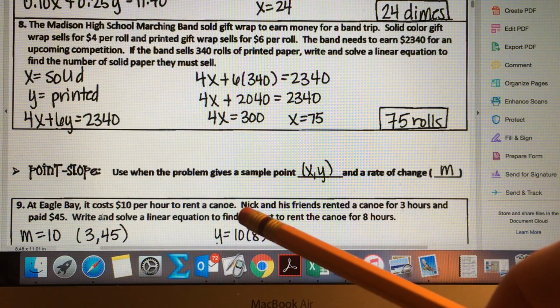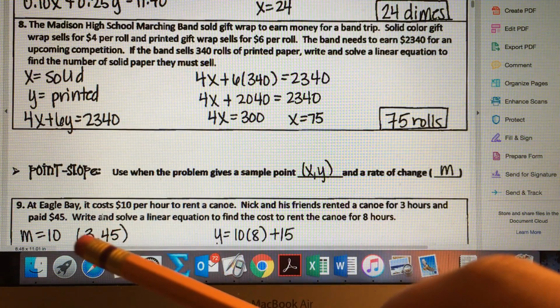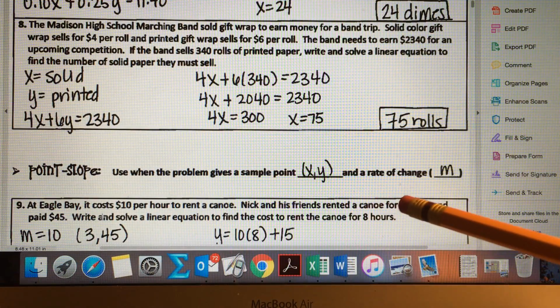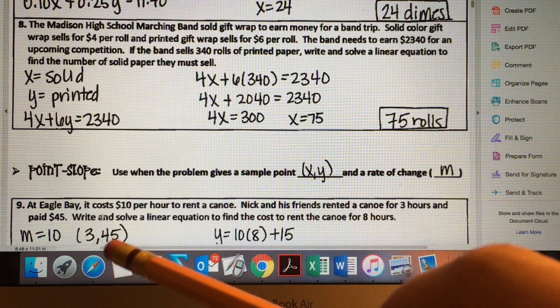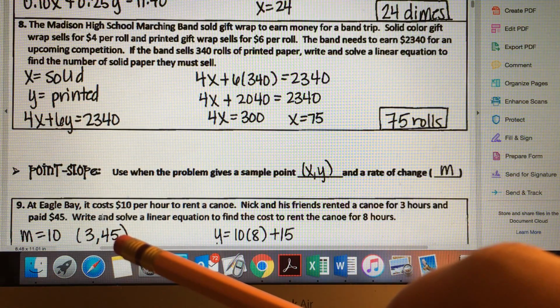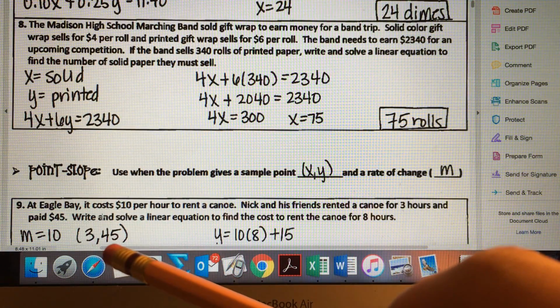So notice, did they give us that? Nick and his friends rented a canoe for 3 hours and paid $45. That is your X, that is your Y. That is the point that they give us. Okay, so we have a slope and we have a point, a sample point.